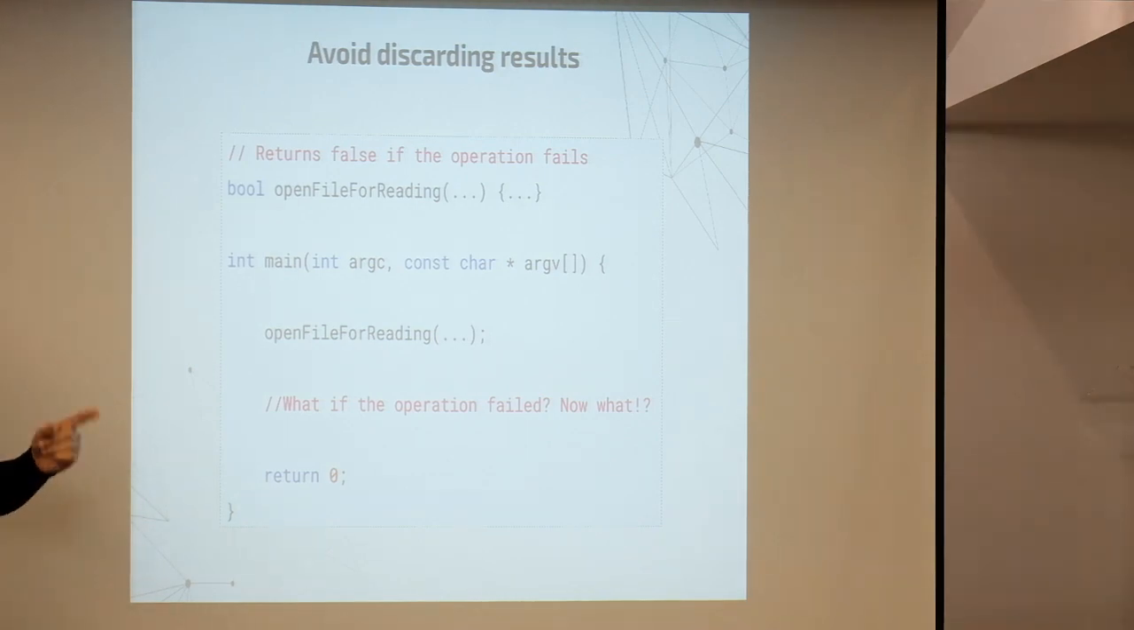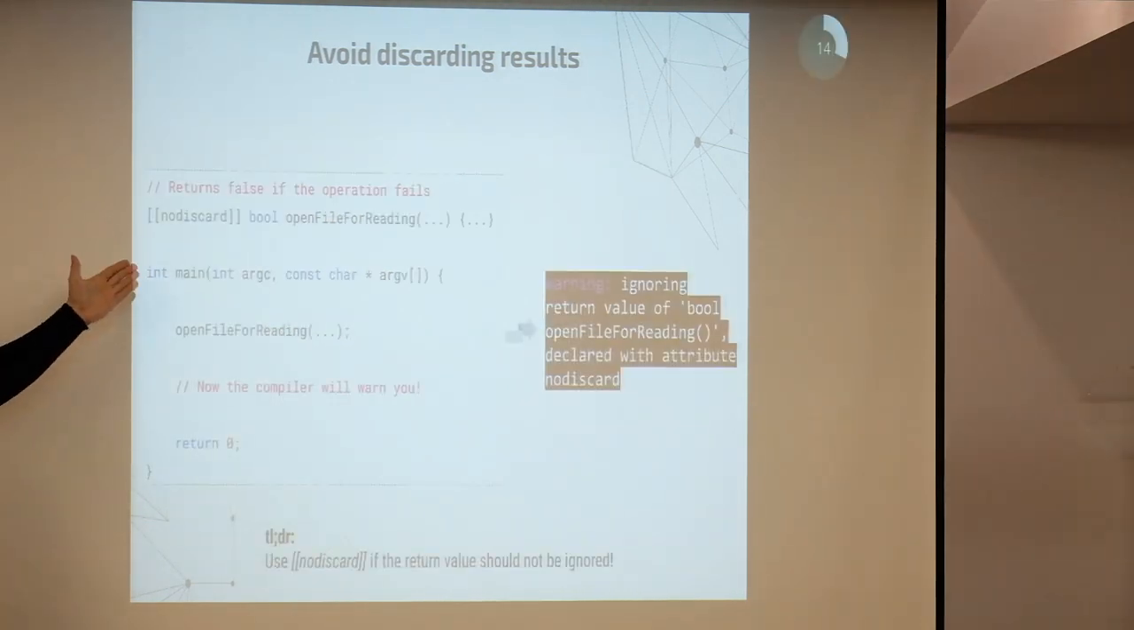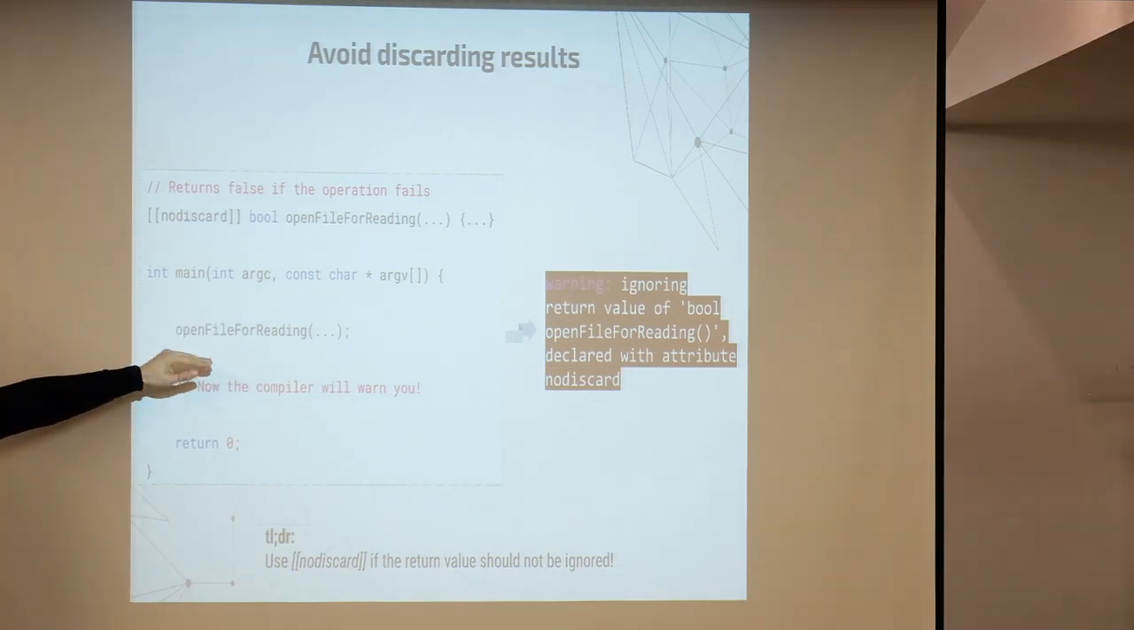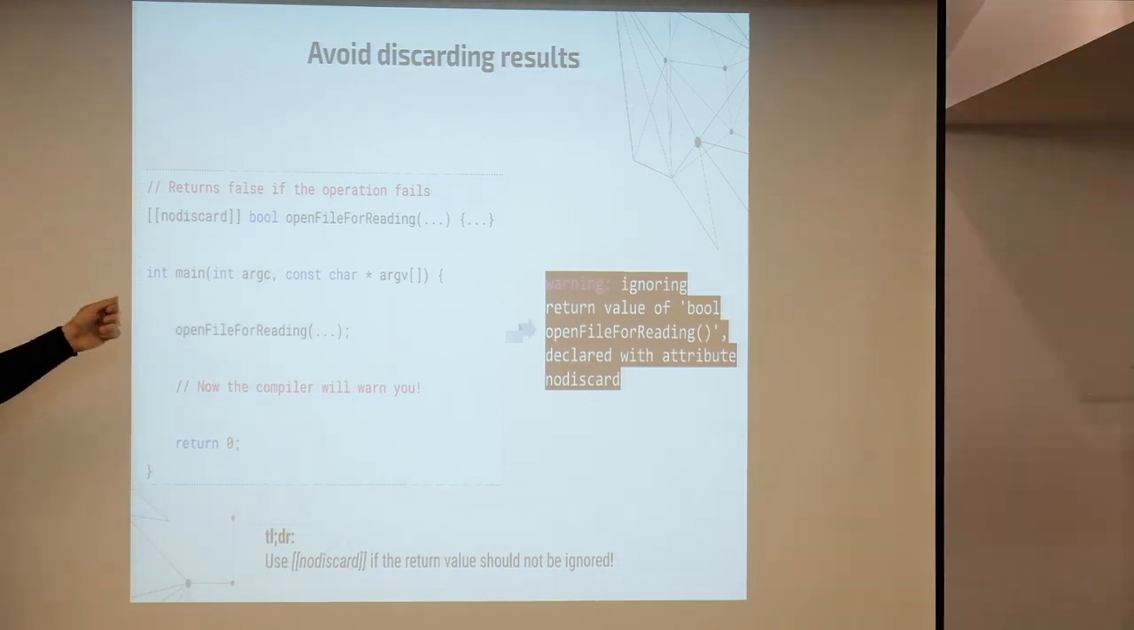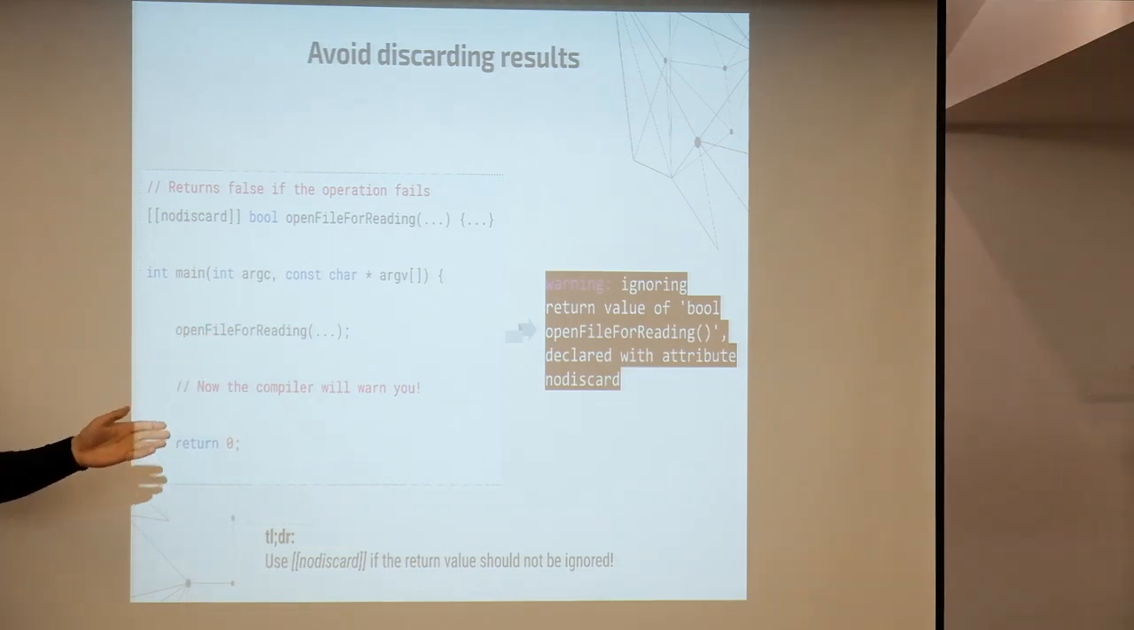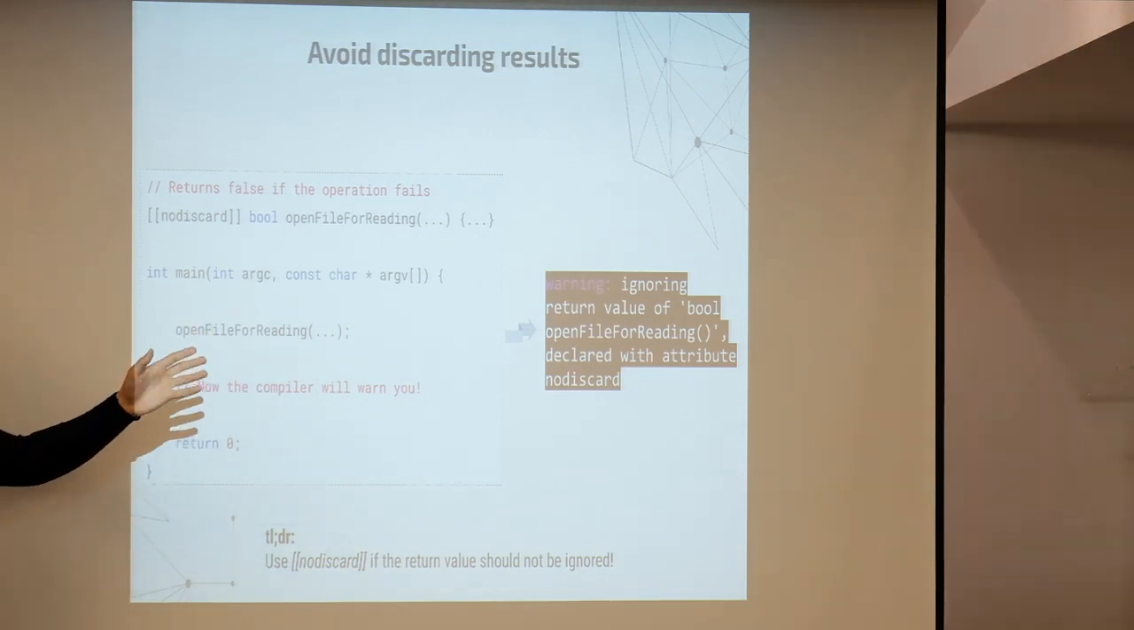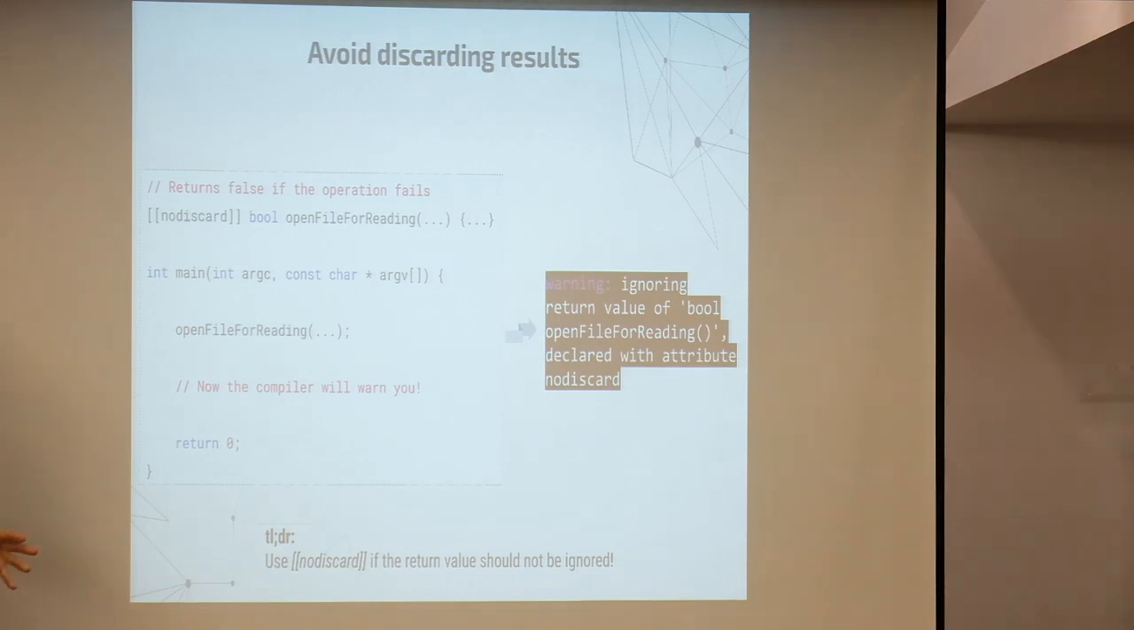How do you solve this? Using the nodiscard attribute. It's simple, you just put it before the return type of your method, and if someone, or even yourself, forgets to use or evaluate the return of your method, the compiler will be kind enough to give you a warning saying ignoring return value of function declared with attribute nodiscard. So, normally I tend to write nodiscard everywhere. I think it should be standard, because if you don't want people to use the return, why are you returning at all?